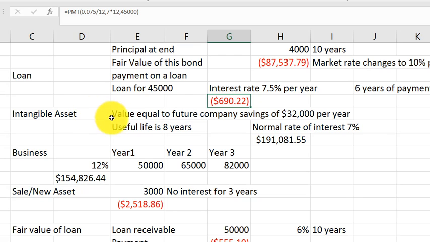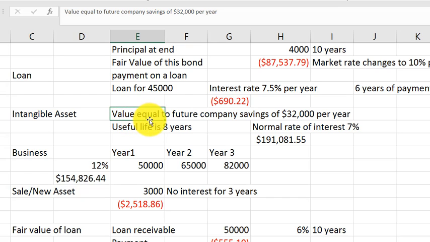So let's say that we're in that situation, and we determine that the estimated future cash flows because of this intangible asset are the company's savings. We're going to save money. This is money we don't have to pay, $32,000 per year. That's going to happen for the next 8 years. And our normal rate of interest, we always have to have an interest rate, is going to be 7%.